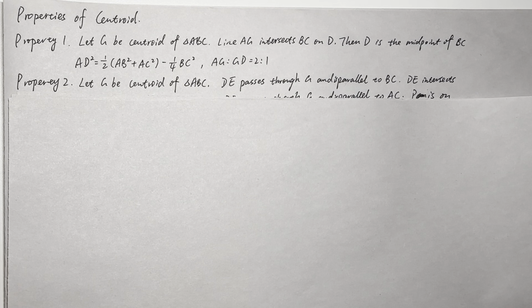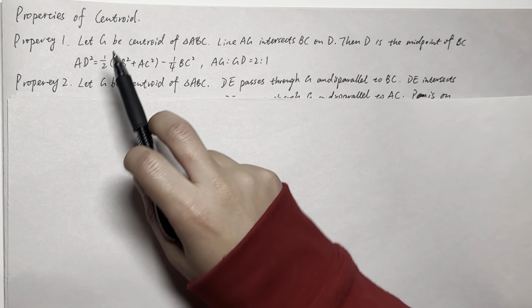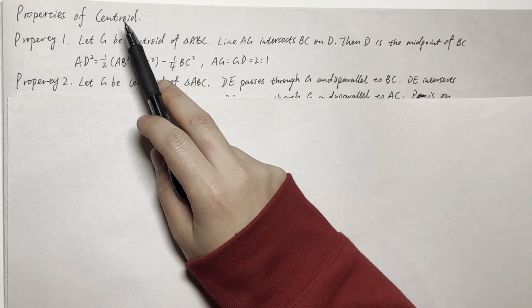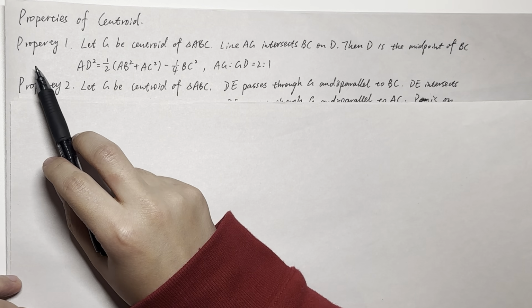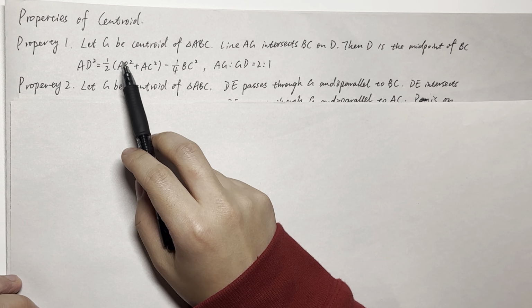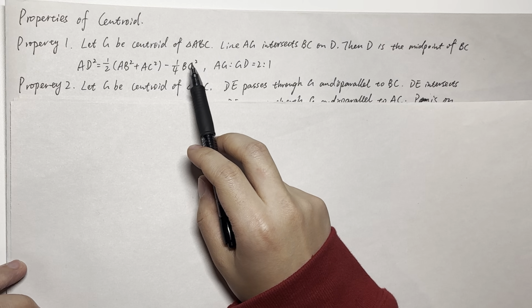Today we are going to talk about the properties of the centroid. The centroid is the point where the three medians of a triangle are concurrent, and the concurrent point is called the centroid. So, property 1. Let G be the centroid of triangle ABC.